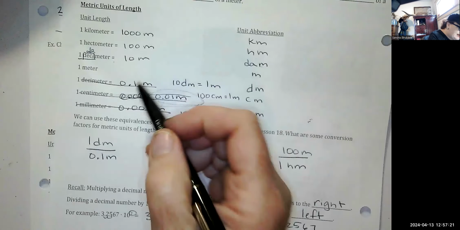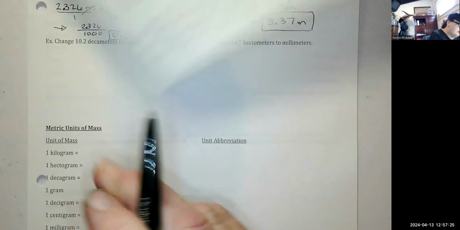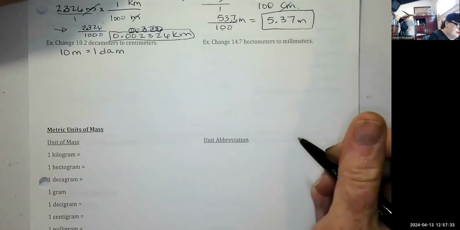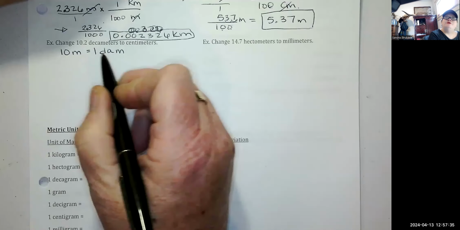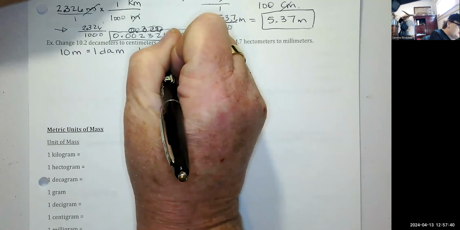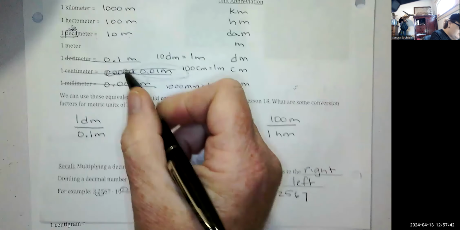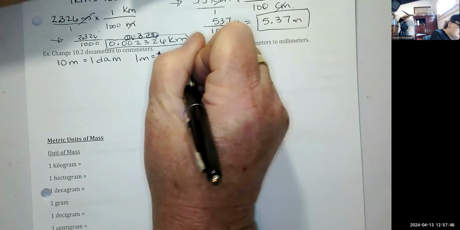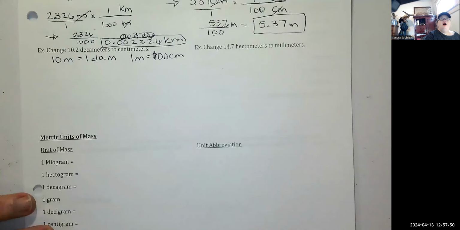So decameter, so there are 10 meters in 1 decameter. I'm going to need that. There's 10 meters is 1 decameter. All right. And then I'm going to have to go from meters to centimeters. 1 meter is equal to 100 centimeters. Now let me show you how I would do this. Hold on to that paper.